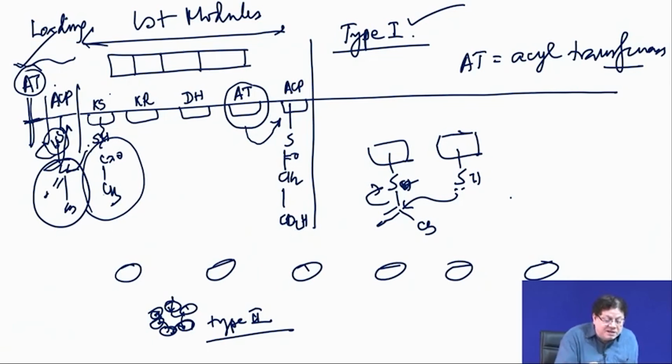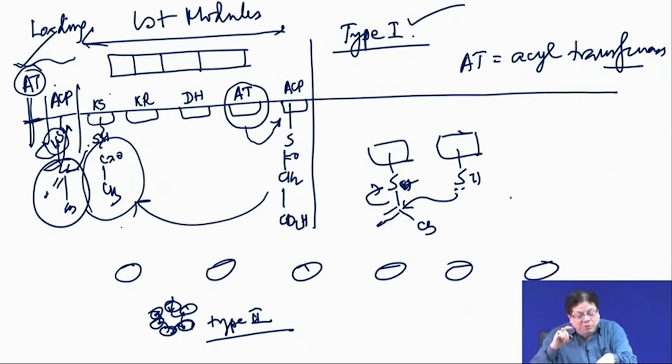Who transfers the acetyl group to the ketosynthase? It is the acyl transferase in the loading module, from the ACP, which does this. Okay. So now there will be a reaction between these two, that Claisen condensation. So what will happen? ACP will hold the SCOCH3 after the reaction.